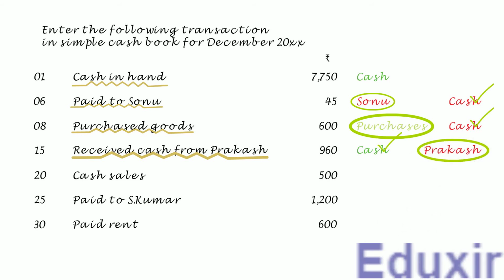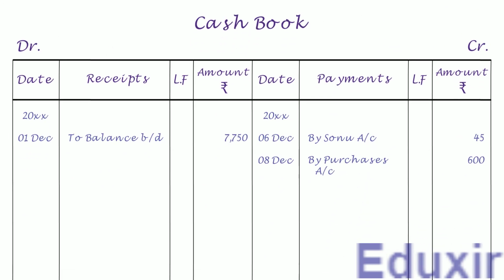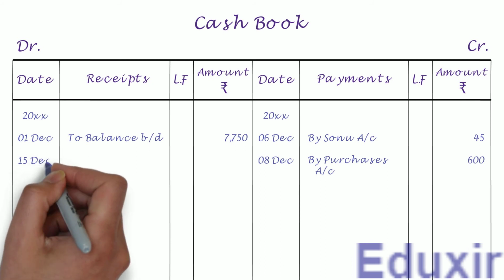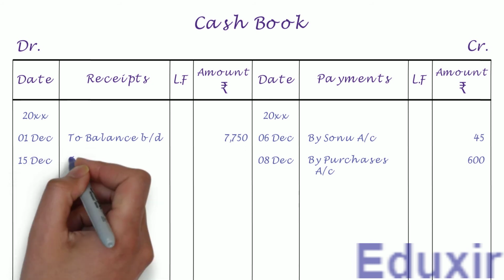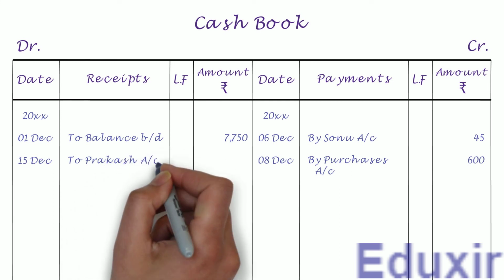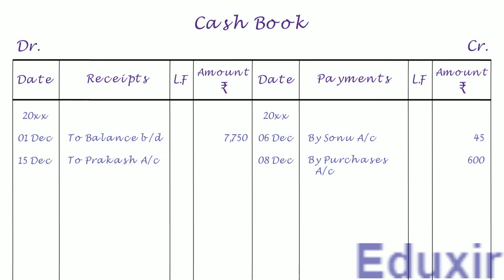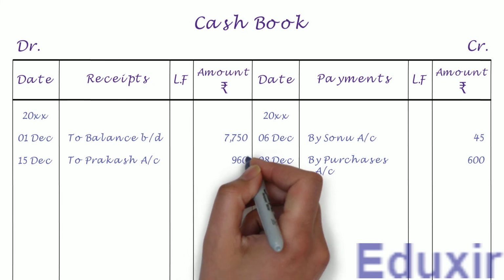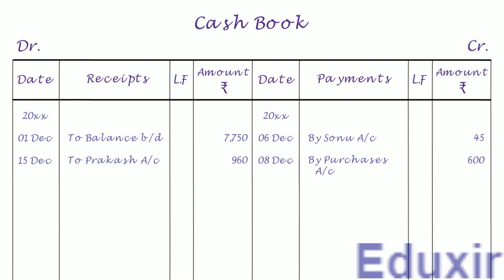With this analysis at our disposal, let us proceed with the posting of this transaction on the debit side of the cash book. Let us first record the date. Let us then record Prakash account in the receipts column. Let us then record the credit amount of 960 rupees in the amount column. With that, we have completed the posting of this transaction into the cash book. Let us now take up the next transaction.